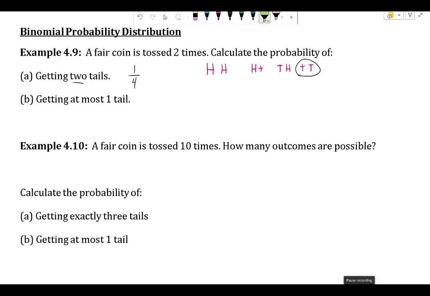If we look at the probability of getting at most 1 tail, at most 1 means either 0 or 1 tail. So 0 tails would be 2 heads, and 1 tail would be either heads tails or tails heads. So 3 out of 4. And we could find these probabilities fairly easily.